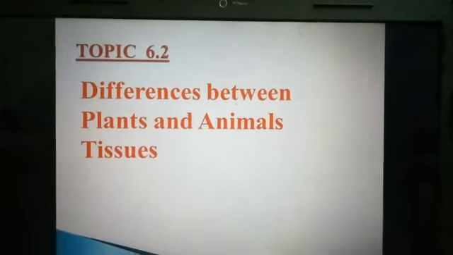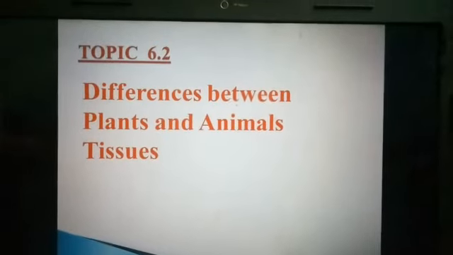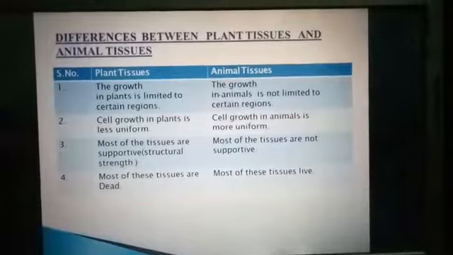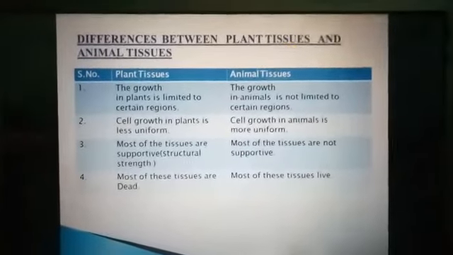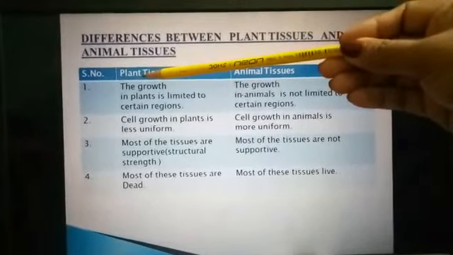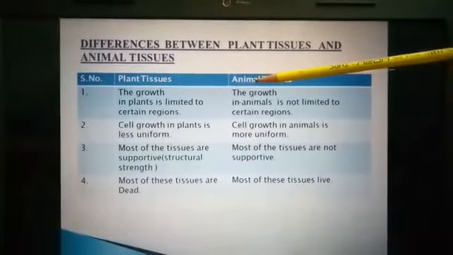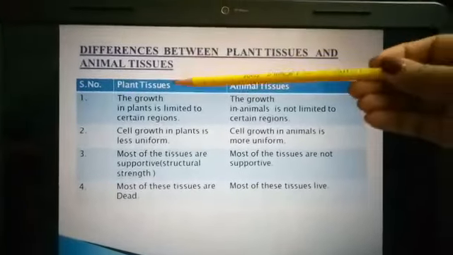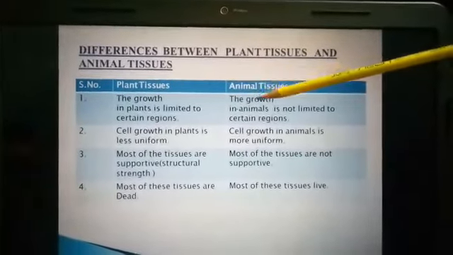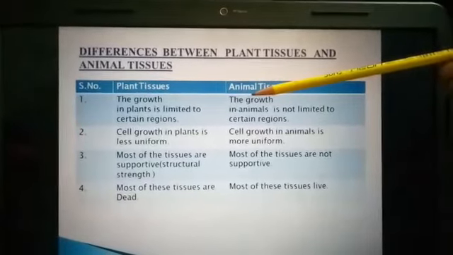Then the next topic is 6.2 differences between plant and animal tissues. We have two columns here. Plant tissues means tissues which are present in the body of plants. But if tissues are present in the body of animals, that means animal tissue. What is the basic difference between plants and animals? Plants are always static and animals are always moving. They are free to move from one place to another.